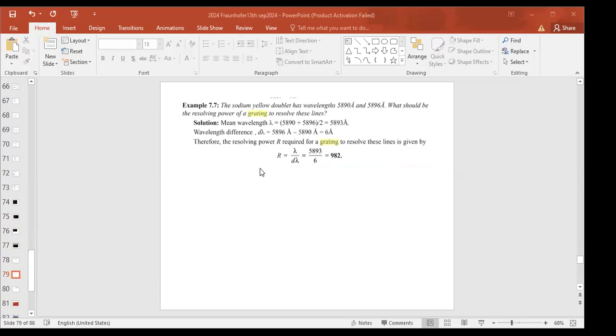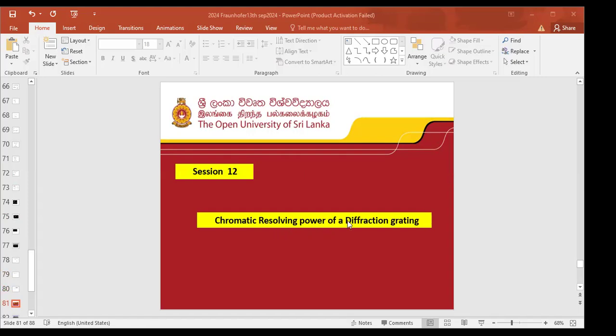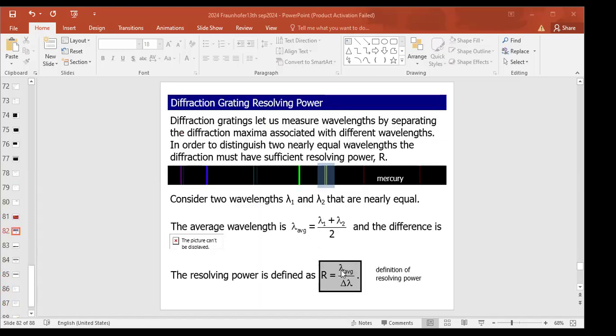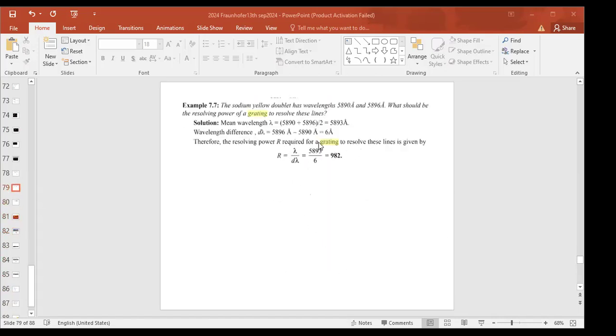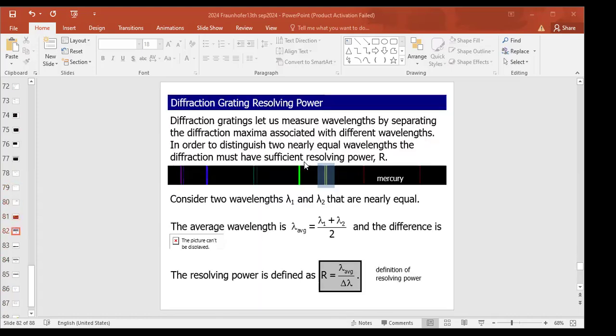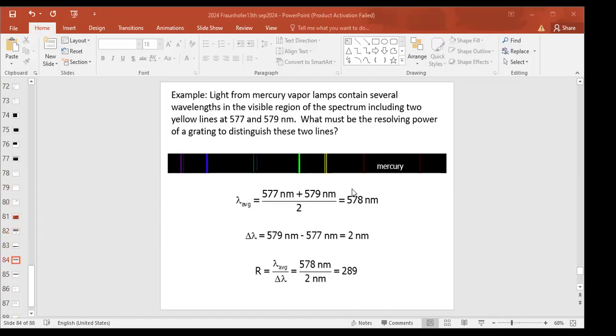Okay, then I want to tell you the use of this equation, the lambda over delta lambda equation, right? Because we have only 3 equations: the d sin theta is equal to m lambda, and finally the chromatic resolving power, lambda over delta lambda. So these are the ways of asking questions from the diffraction grating: the d sin theta equation, this resolving power and the separation, like here, right? Okay, go through this, the equation and questions here again.